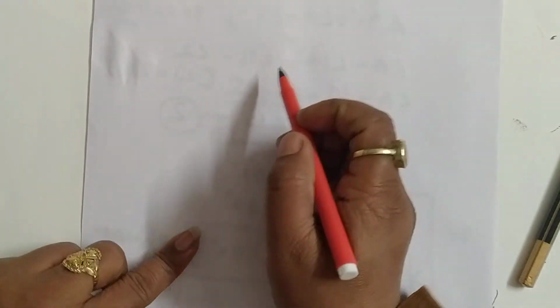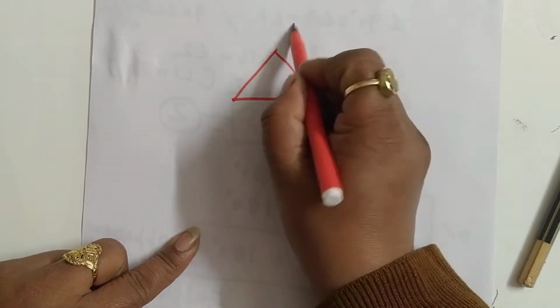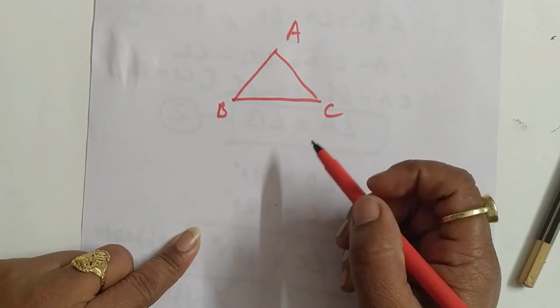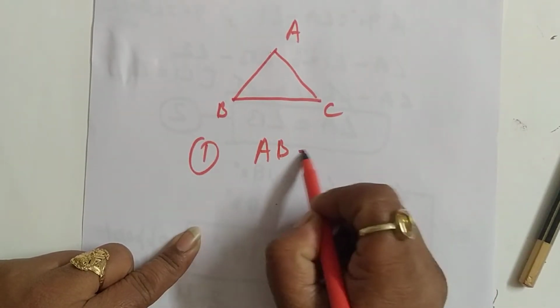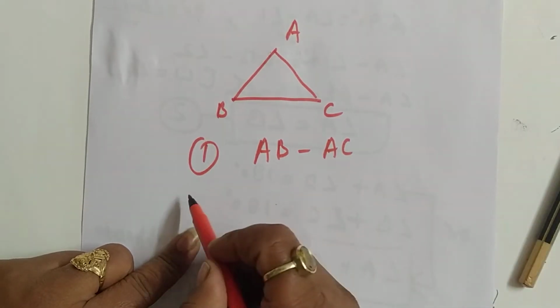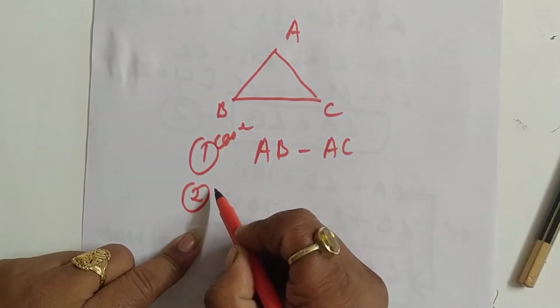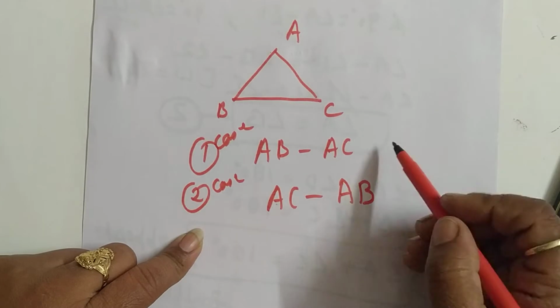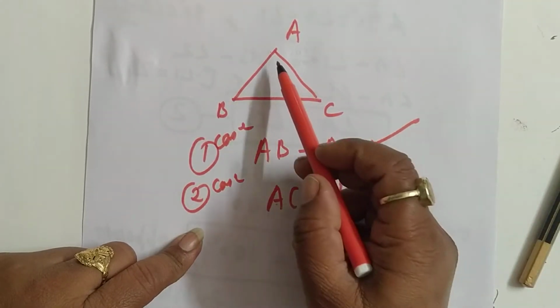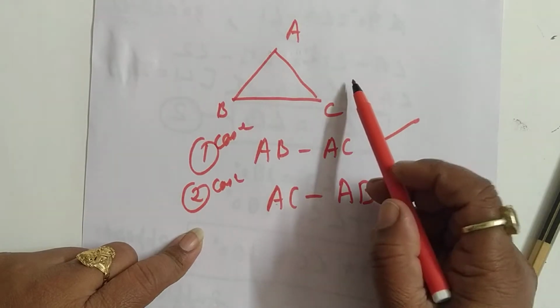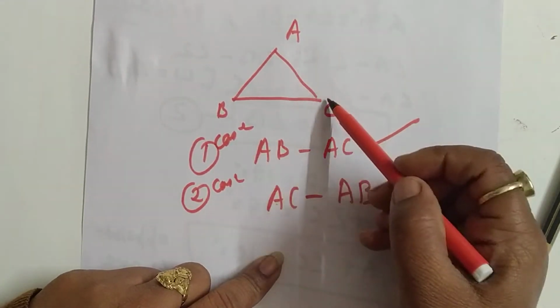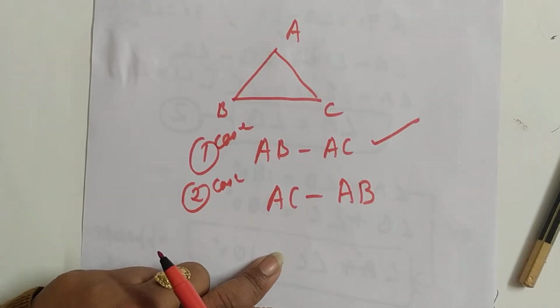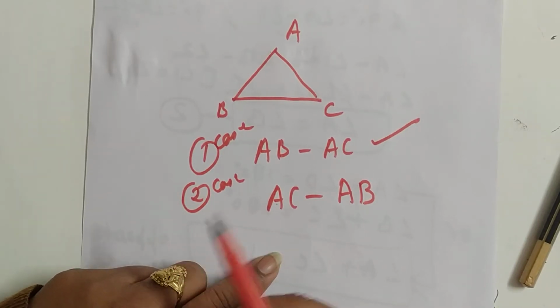Suppose we have a triangle A, B and C. So the very first case is when AB minus AC is given to us, and the second case is when AC minus AB is given to us. To construct a triangle when AB minus AC is given is a different method, and to construct a triangle when AC minus AB is given is a different method. So we will do both the methods, and I will try to make it clear how to construct a triangle when the difference between the two sides is given to us.